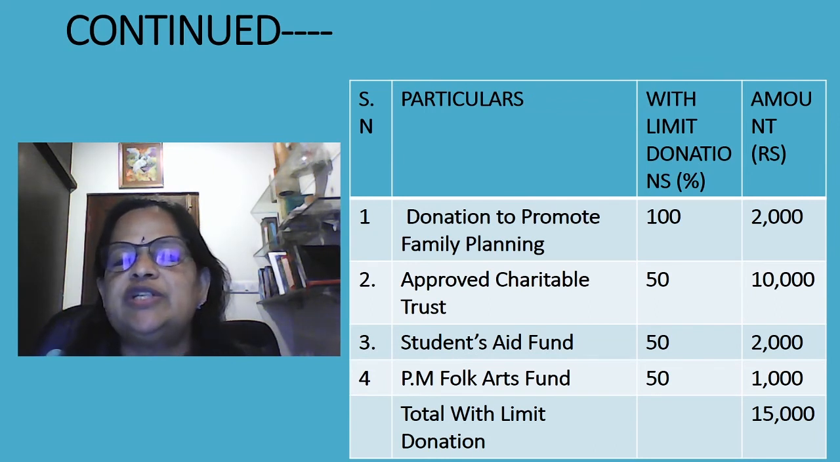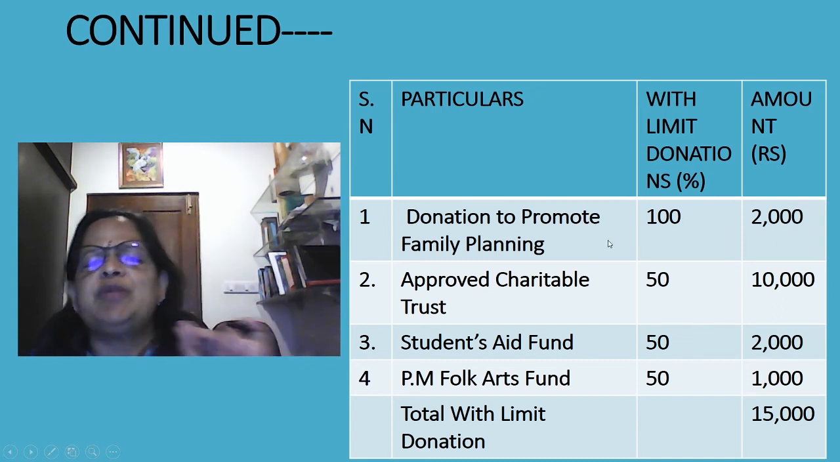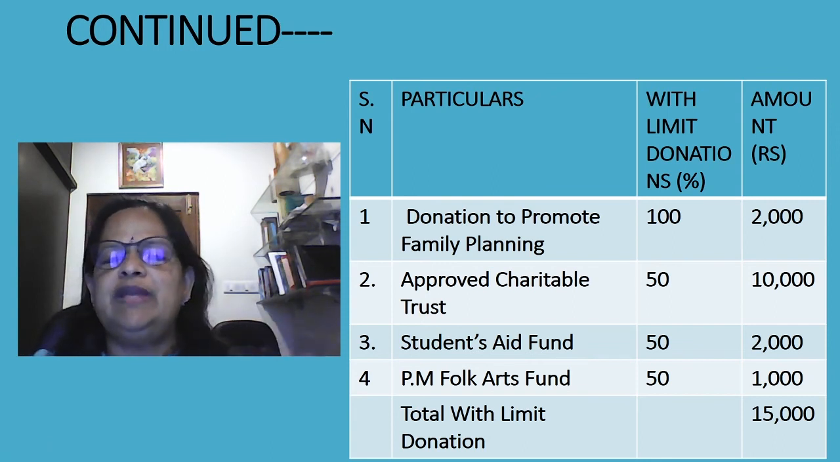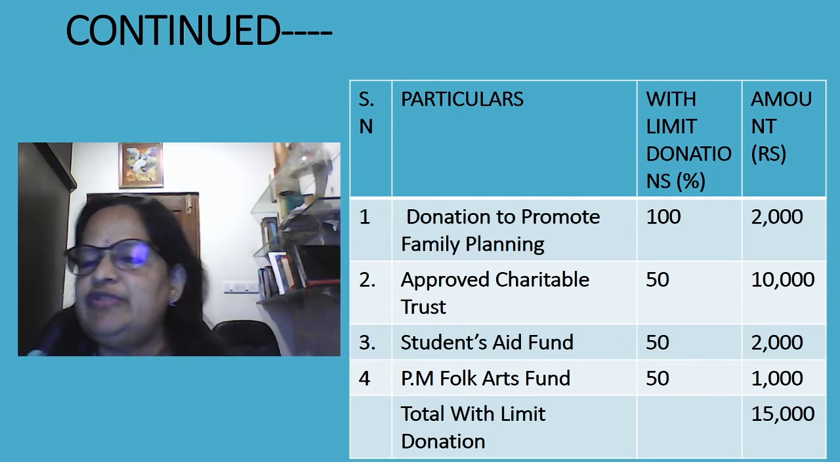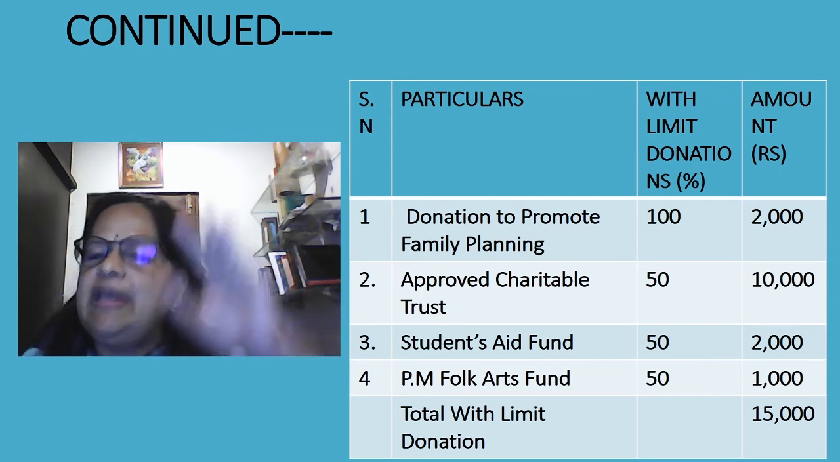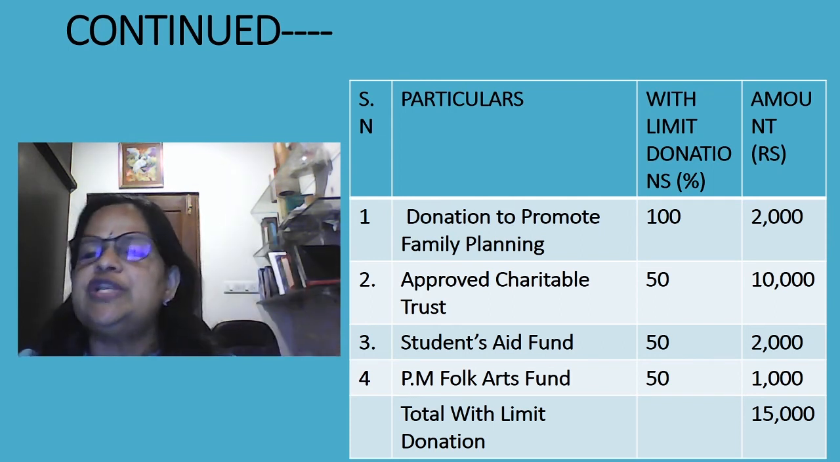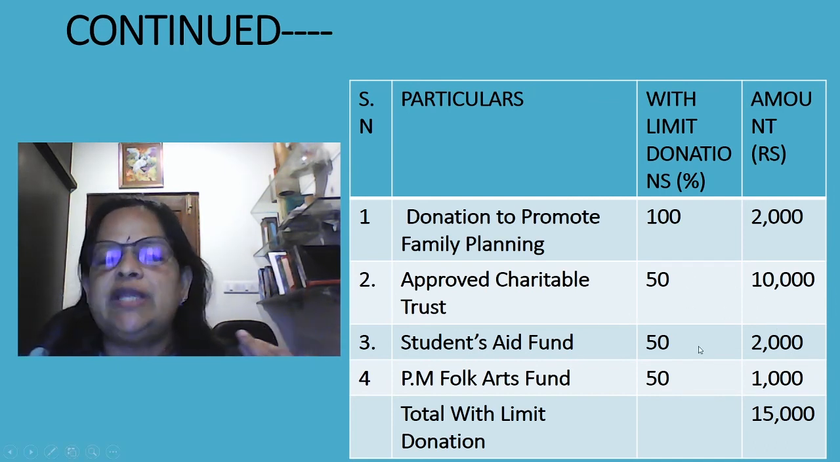With limit donations: donation to promote family planning, you know that is 100%, value is 2,000. Calculation will change, and usually in all 80G problems the family planning value will be there. Now approved charitable trust, you have to remember that it's only 50% and it's with limit. Eminent educational institutions, without limit, 100%. See, charitable institution value is 10,000.